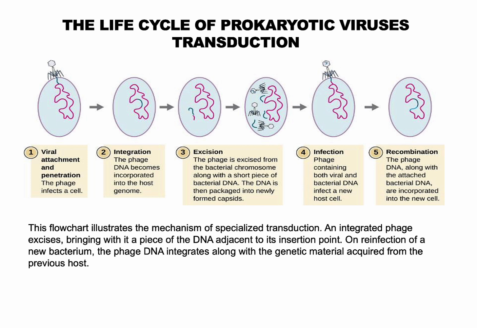The excised DNA along with the viral DNA is then packaged into a new virus particle, which is then delivered to a new bacterium when the phage attacks it. Here, the donor genes can be inserted into the recipient's chromosome or remain in the cytoplasm, depending on the nature of the bacteriophage. An example of specialized transduction is the lambda phage in Escherichia coli.